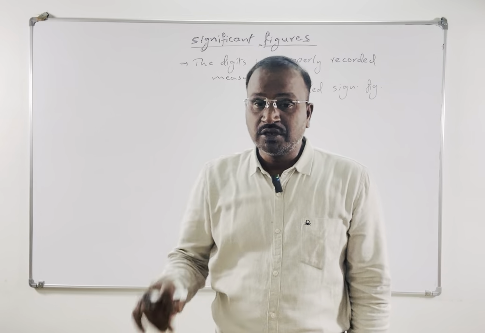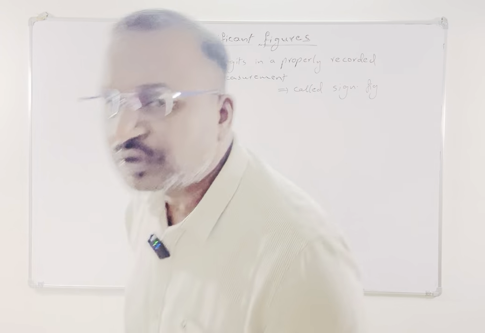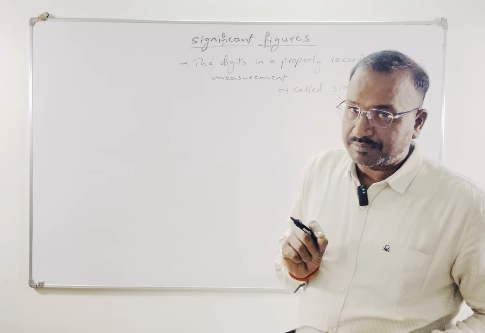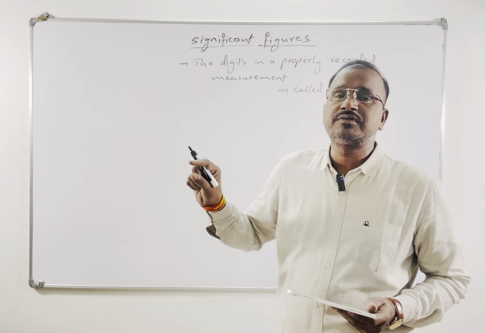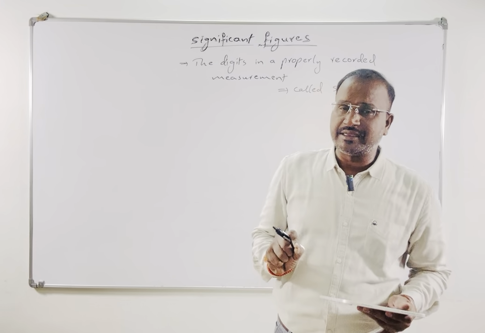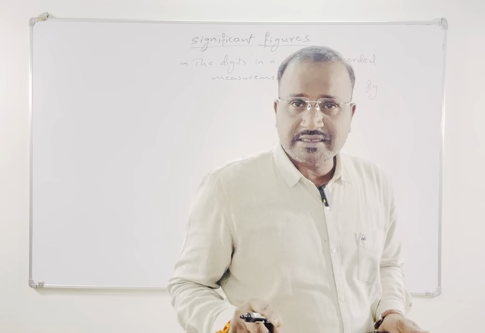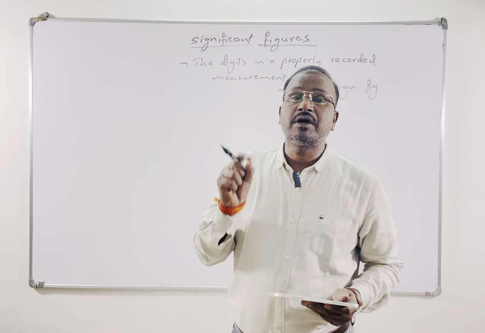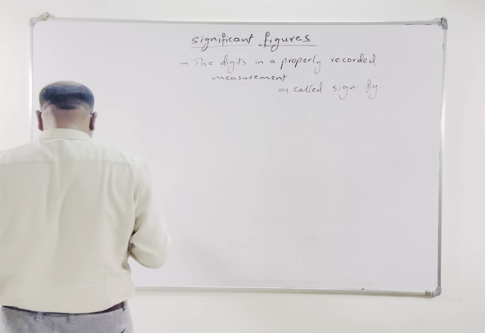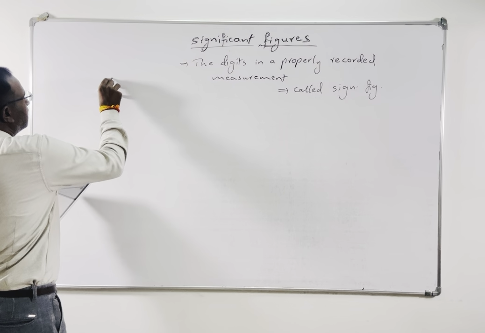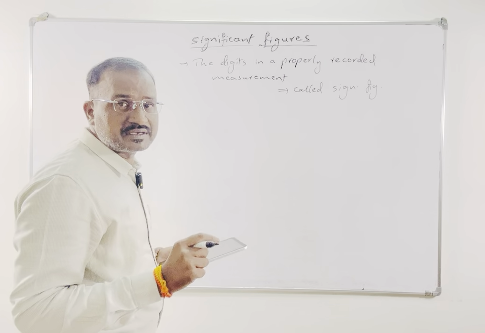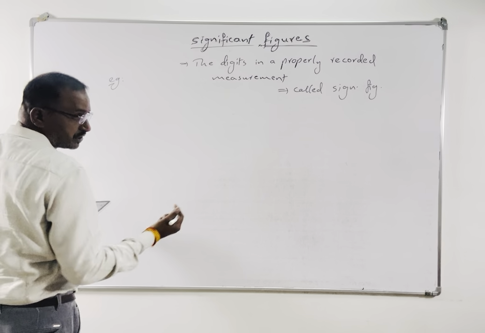There are so many rules to discuss to identify the significant figures. Directly, I'm taking one example. In that example, all the rules will be included. No need to discuss each rule separately. By taking one example, let me discuss all the rules used to identify the significant figures. In this example, all the rules will be used. So let us see that now.